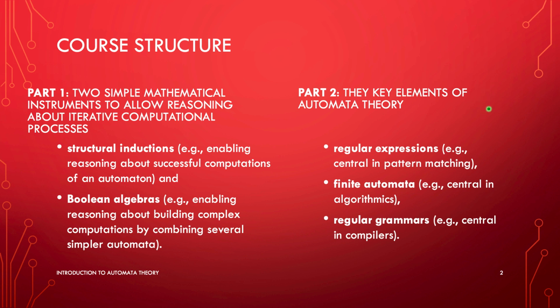In the second part of the course, we are going to introduce the key elements of automata theory. We will discuss regular expressions, which are central, for example, in pattern matching. We will discuss finite automata, for example, central in algorithmics, and regular grammars, for example, very important in compilers for programming languages.